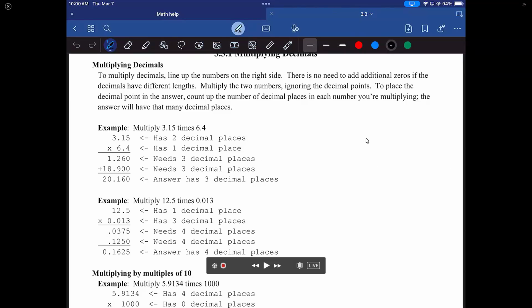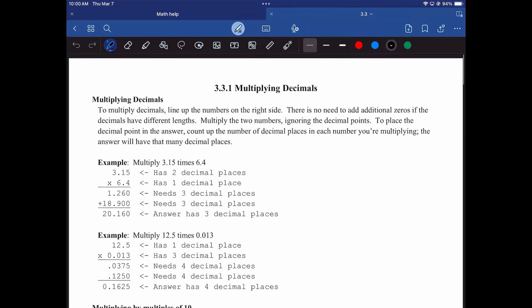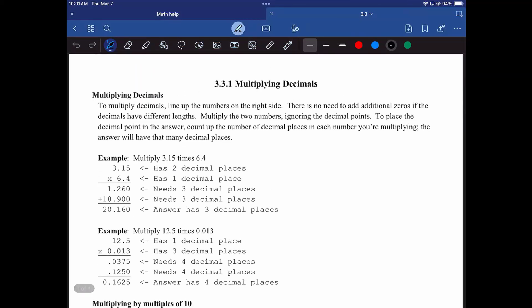All right, good morning. Today we are starting into 3.3.1. So the 3.3 is what we're starting in. And this is with multiplication of decimals.